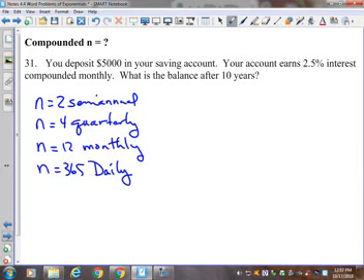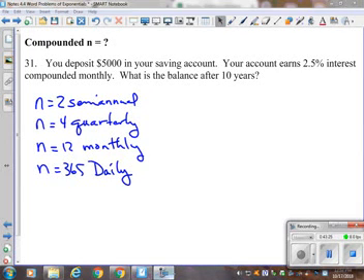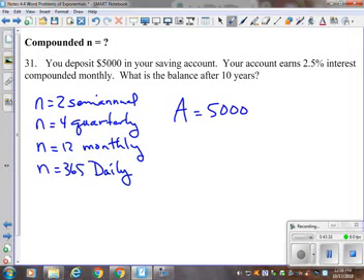But we're going to use the same formula we had earlier. So if I deposit, well, I can't get my marker to work. There we go. If I put in 5,000, what is the decimal for my percent?